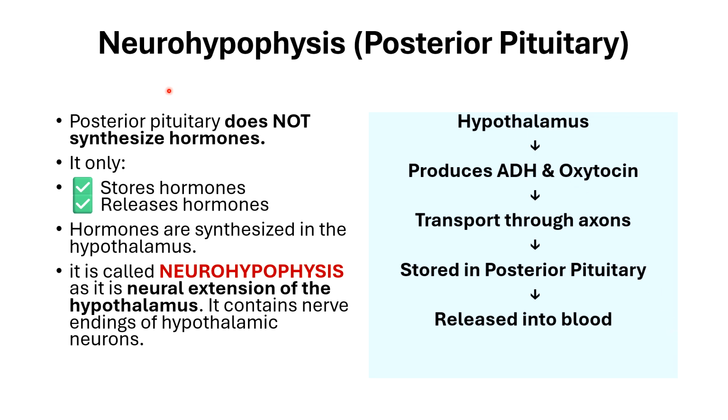So a very important point to remember is that the neurohypophysis does not secrete the ADH and oxytocin hormones. The hypothalamus synthesizes them, and they are stored in the neurohypophysis as well as released when the body gets a signal. Okay, clear?